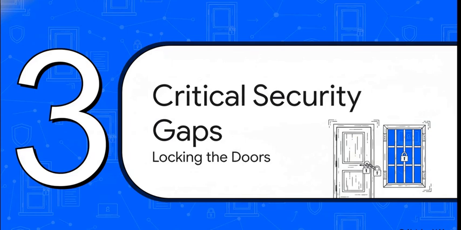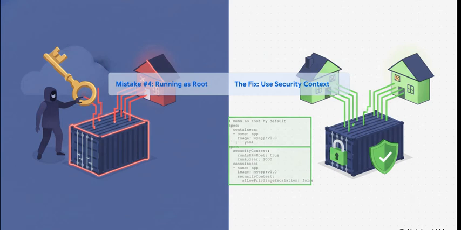Okay, so our foundation is stable. That's a great start. Now it's time to lock all the doors and windows by tackling some critical security gaps. Running your containers as the root user, this is like handing an intruder the master key to your entire house. If your application gets compromised, the attacker has root inside the container, and from there, it's often a short hop to taking over the entire node.